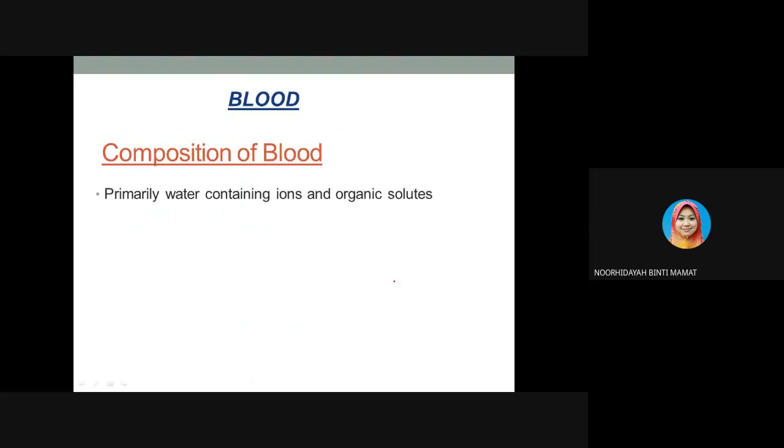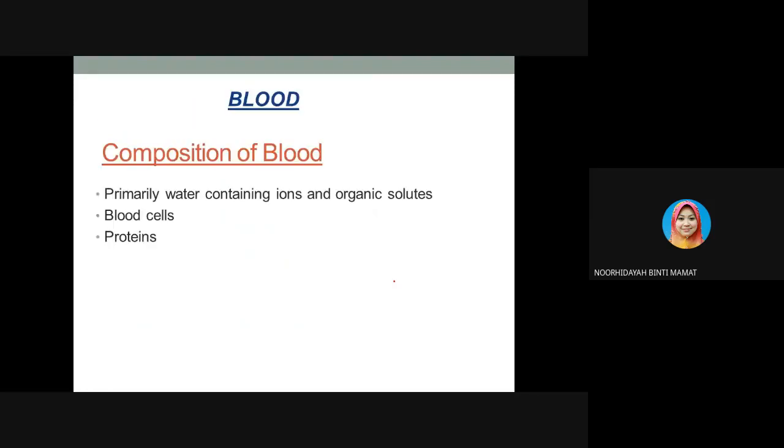So we move to the blood, the last subtopic for the circulatory system. The composition of blood: it primarily contains water with ions and organic solutes. It also contains blood cells and proteins.